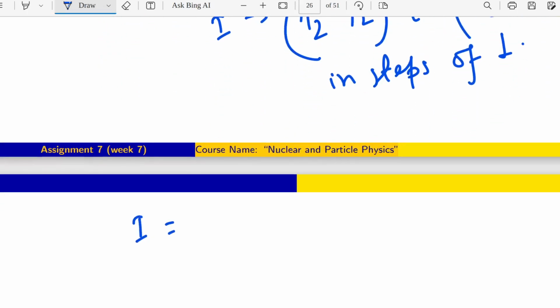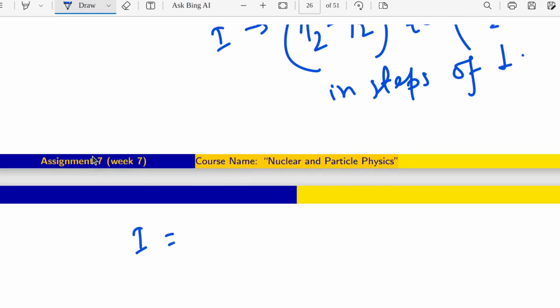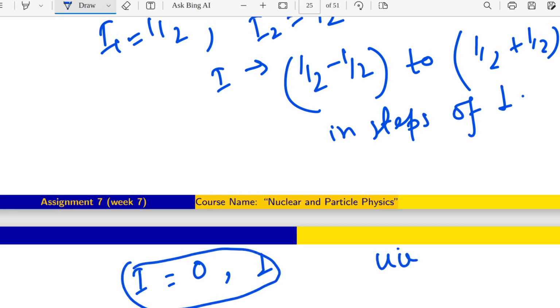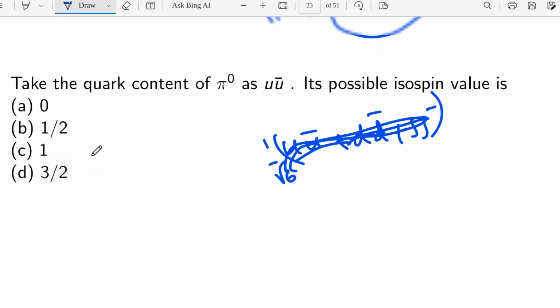Then what will be the value for I? You can see that half minus half means 0, and half plus half is 1. So 0 or 1, and in steps of 1 means there will be no other terms in between 0 and 1 for the I value. So we can conclude that the isospin for the combination U U bar can have the value 0 or 1.